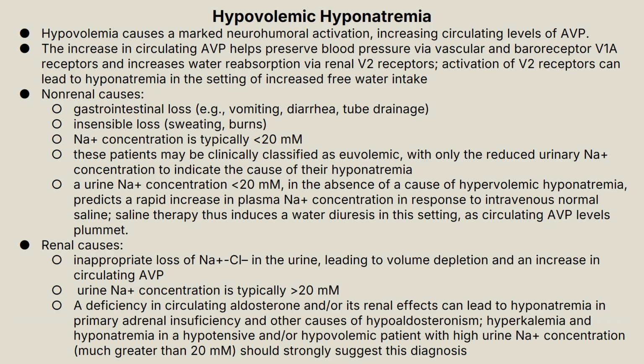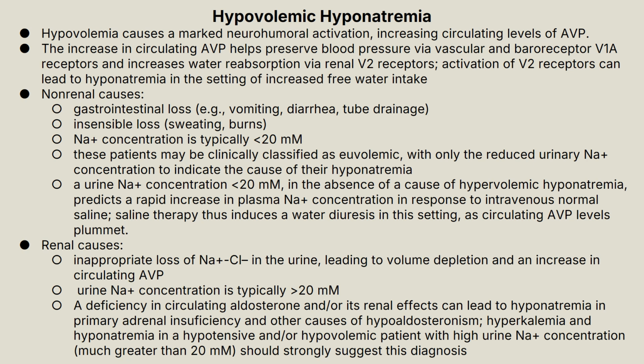Now, to explain in more detail about hypovolemic hyponatremia, hypovolemia causes a marked neurohormonal activation, increasing the circulating level of AVP. This increase in circulating AVP helps to preserve blood pressure via vascular V1A receptors and baroreceptors, and increases free water reabsorption via the renal V2 receptors. Activation of V2 receptors can also lead to hyponatremia in the setting of increased free water intake, because as we have learned earlier, the modulation of thirst and AVP is done by the extracellular fluid volume.